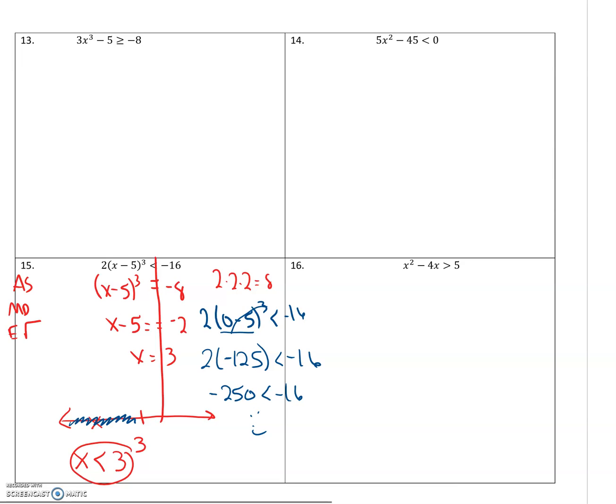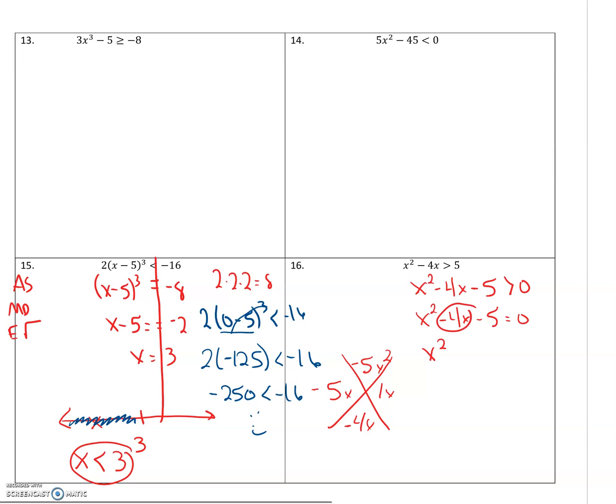When I do 16, there is more than one type of x, so I'm going to have to factor. And I can't factor unless it's set to 0. So I'm going to subtract that 5 over. And if you want to switch that into an equal sign for now, you can. So I need factors of -5 that get me to -4, and that's going to be a -5 and 1x. I will do this the longer way, so it's x squared. I'm going to rewrite -4x as these 2 terms.